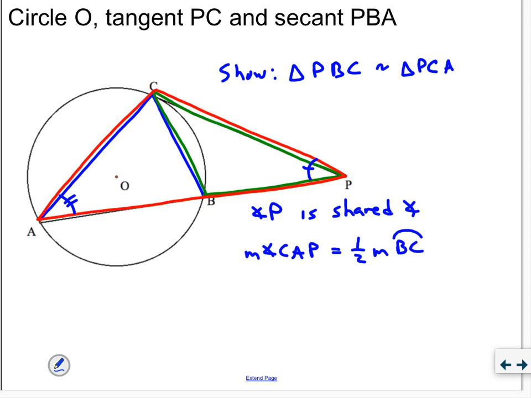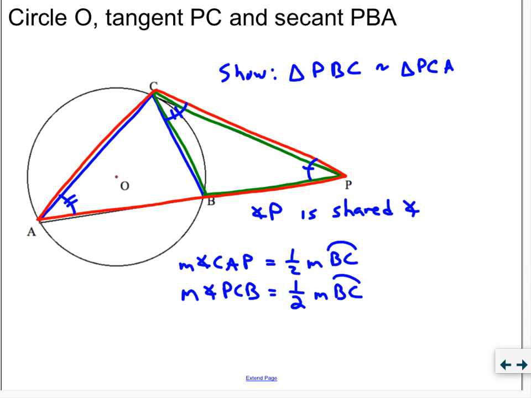And that angle is going to be congruent to this angle here, angle PCB. That angle is formed by chord BC and tangent PC. So an angle formed by a chord and a tangent is half its intercepted arc. And notice they both intercept arc BC. So all of this here tells me then that angle CAP is congruent to angle PCB.